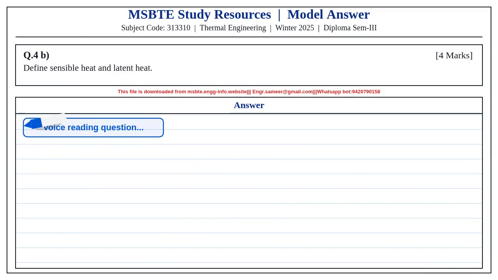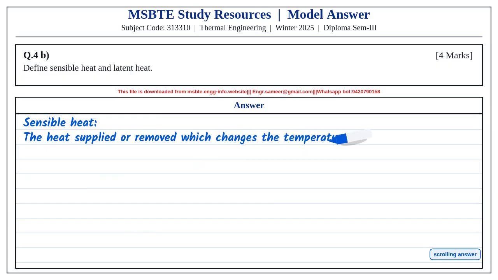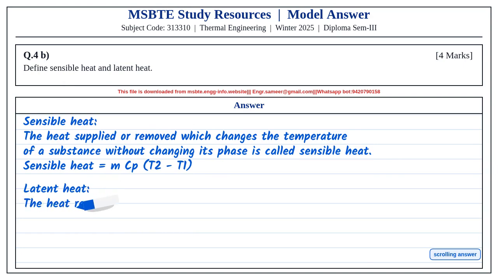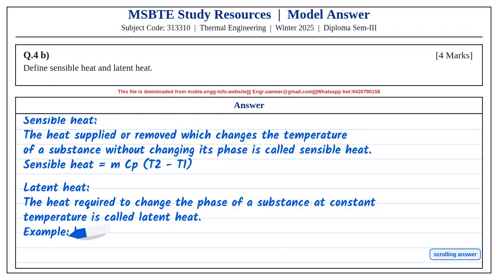Question 4b. Define sensible heat and latent heat. Sensible heat is the heat supplied or removed which changes the temperature of a substance without changing its phase. Sensible heat is given by m Cp into T2 minus T1. Latent heat is the heat required to change the phase of a substance at constant temperature. An example is latent heat of vaporization of water.